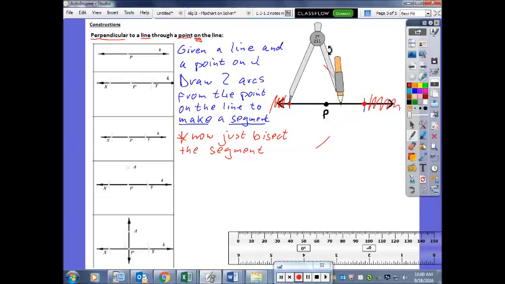And then we're going to move our compass to the other side, to the other endpoint, without changing the width. This is very important, without changing the width. And we are drawing another arc. And now we have two additional points that we have created.